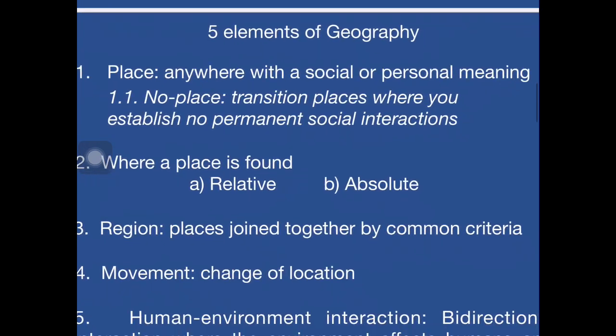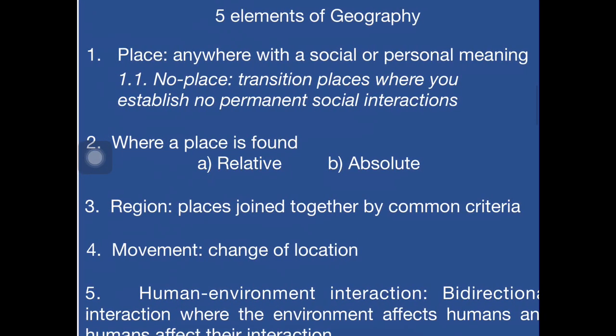The third element of geography is region. Remember that regions are places, so that's in plural, more than one place, that can be joined together by common criteria. So they share certain things, and by sharing those things, you can group them in order to form a region. I would always advise you to think about the most common types of regions. In that way, you can infer what is a region.